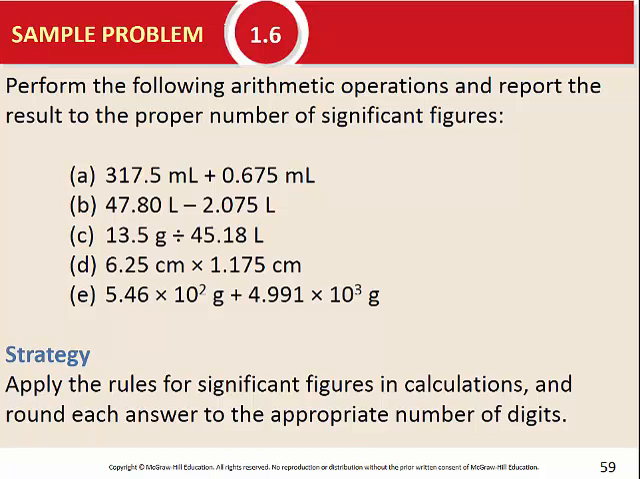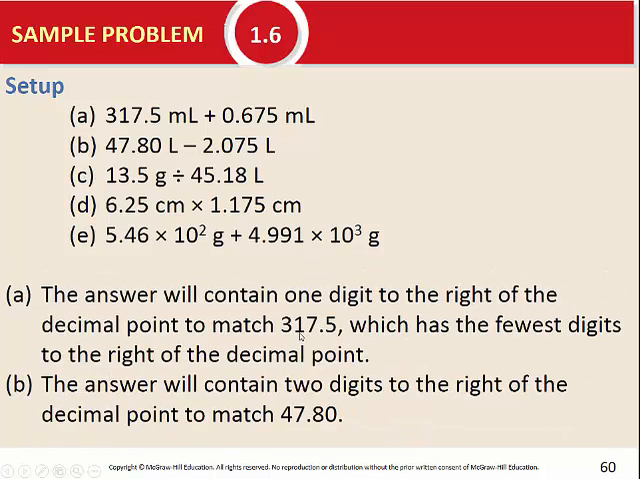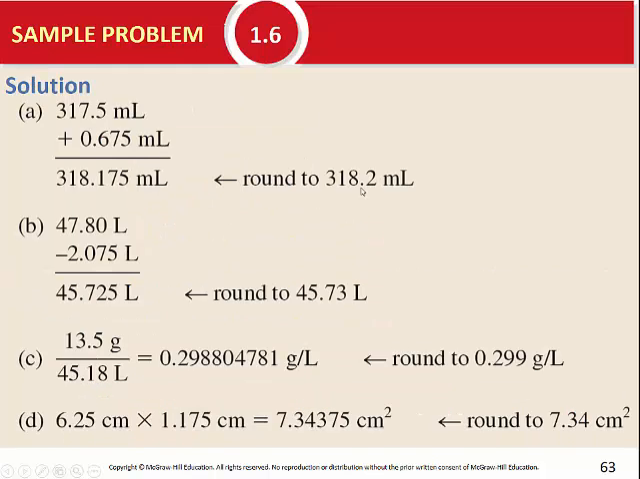So, perform the following arithmetic operations and report the result to the proper number of significant figures. Now, this first number is an addition problem, so we're going to round according to the decimal places. So 1 decimal place here, 3 decimal places there, so our final answer needs just 1 decimal place. So the answer to A would be 318.2, which is rounded to just 1 decimal place.